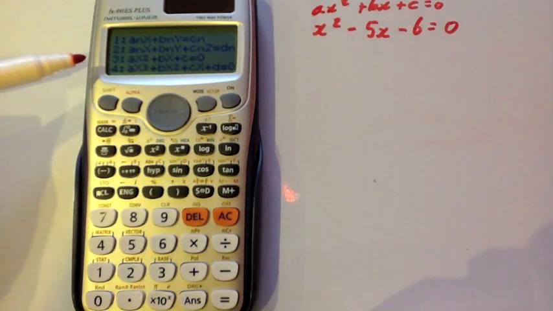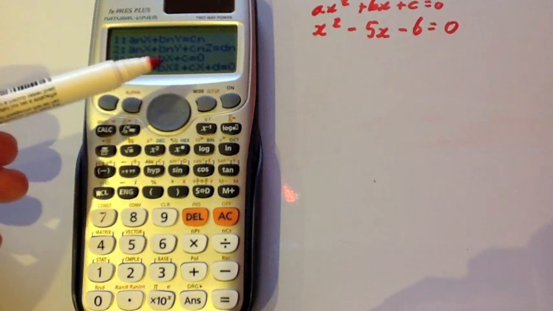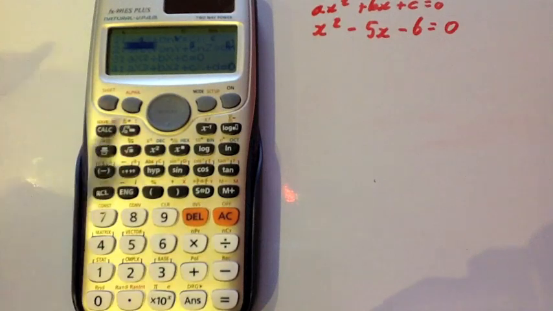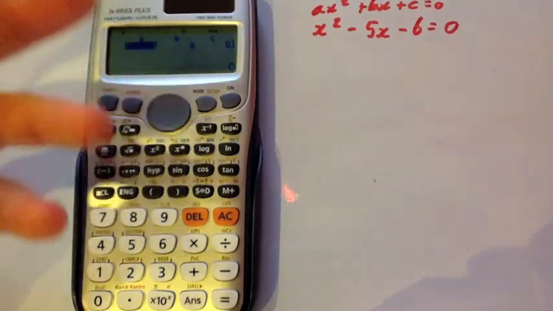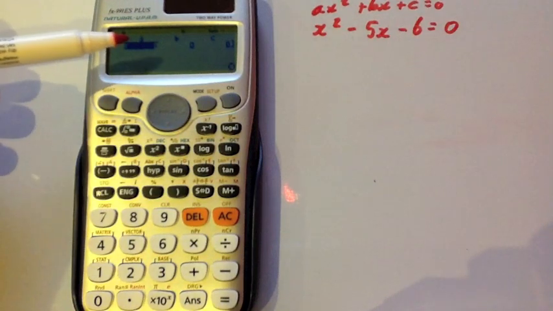We're going to solve number 3, which is a quadratic in the form ax squared plus bx plus c equals 0. If it's not equal to 0, make sure that you bring all the numbers and letters and x squareds all over to one side and make it equal to 0. Okay, so it's just going to ask you for a, b and c.